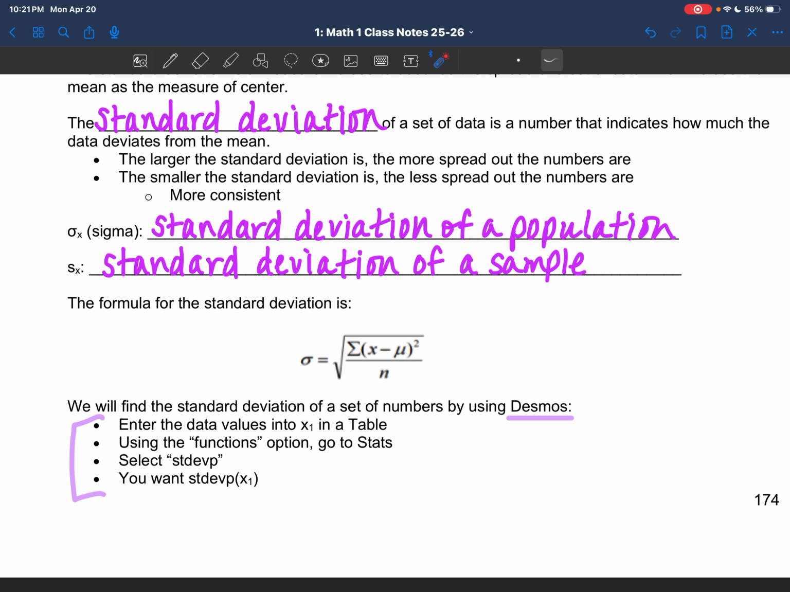All right, so we're going to find the standard deviation by using Desmos. It says enter the data values into x1 in a table, go to functions, go to stats. And then this is important. Make sure you use the stdevp, and then we want to put in x sub 1 for the standard deviation.